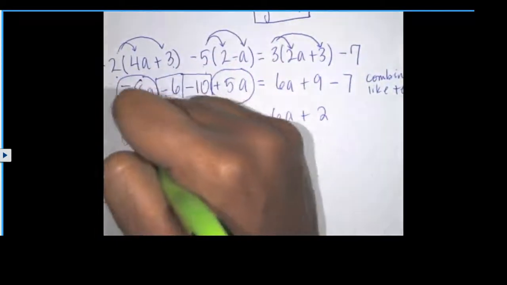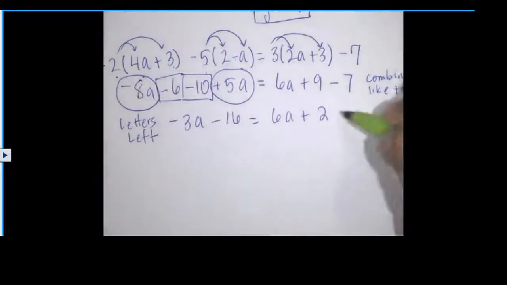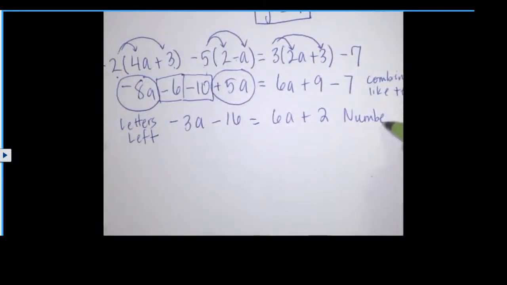Again, I'm going to do this to be transparent. I'm going to put letters left, and here I'm going to put numbers on the right side. Numbers right.